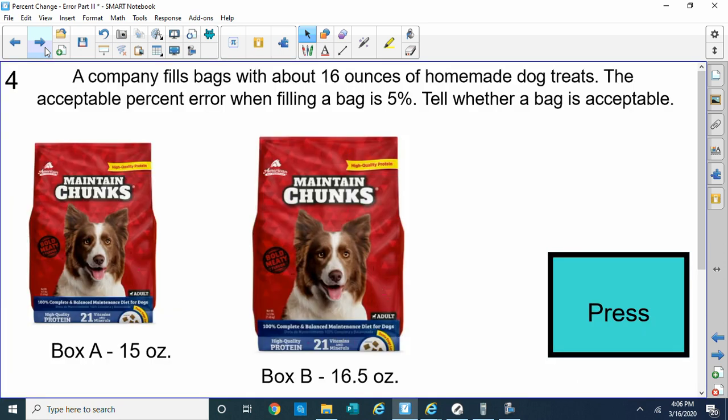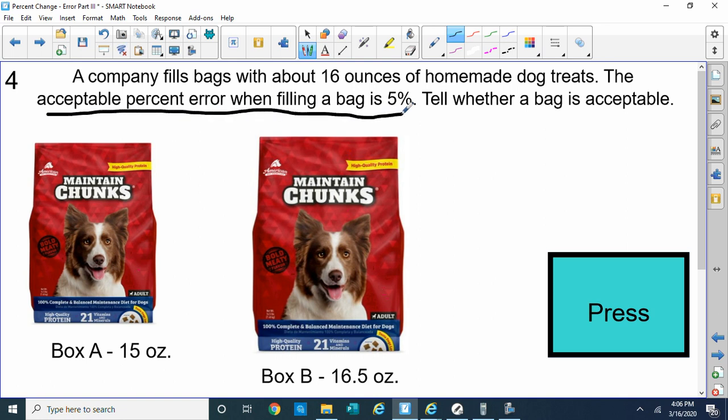Here's another one. Okay, we got a company that fills bags with about 16 ounces of homemade dog treats. There's a little doggy down there. The acceptable percent error when filling the bag is 5%. So they're saying here that they have an acceptable amount, which is good, as long as it's 5%. If it's more than 5%, then they have a problem because that's too much. If it's less than 5%, then that's good. But it's got to be 5% or less. So they don't want to go over the budget because the bag might burst or something.